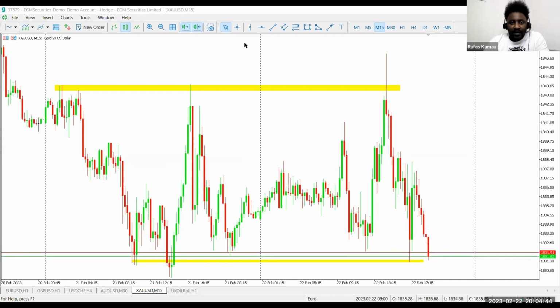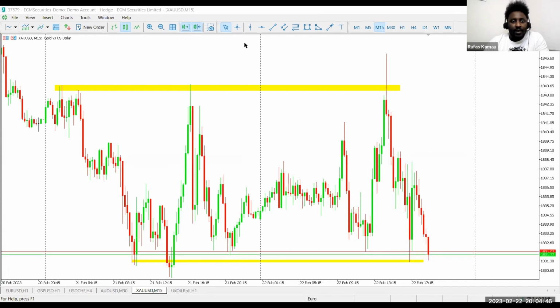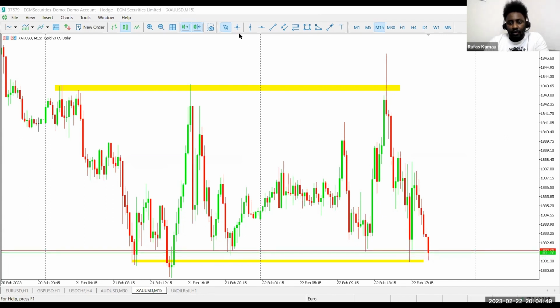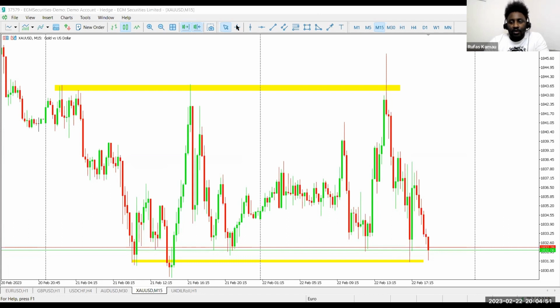First things first, I would like us to begin with a very important concept. This concept is very common in these assets, mainly because they are very volatile. The concept I want us to learn today is called liquidity grab. The liquidity grab is quite a common feature that happens in the markets.